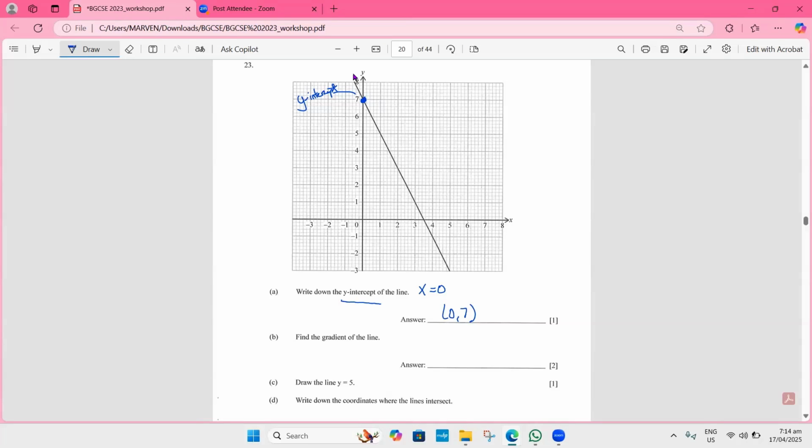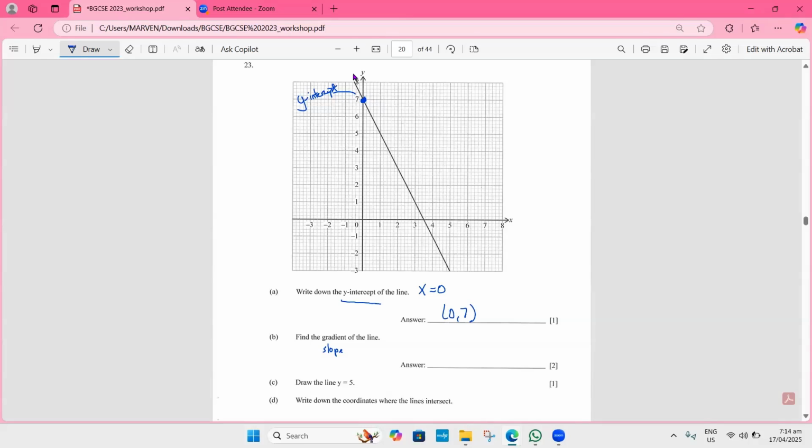Letter B. Find the gradient of the line. Gradient, or the slope: how steep is the line? The inclination. We can get an idea about the inclination since the trend of the graph goes from the upper left to the lower right. So it means that the slope is negative.